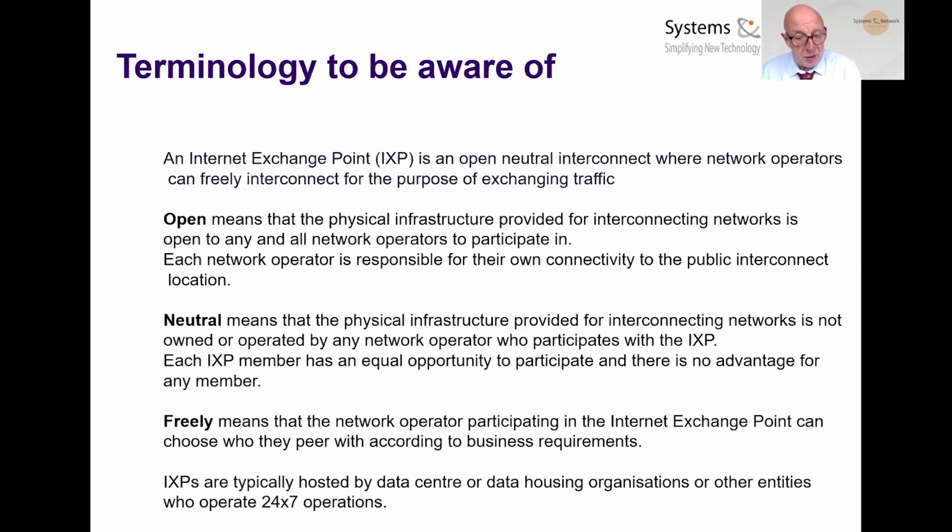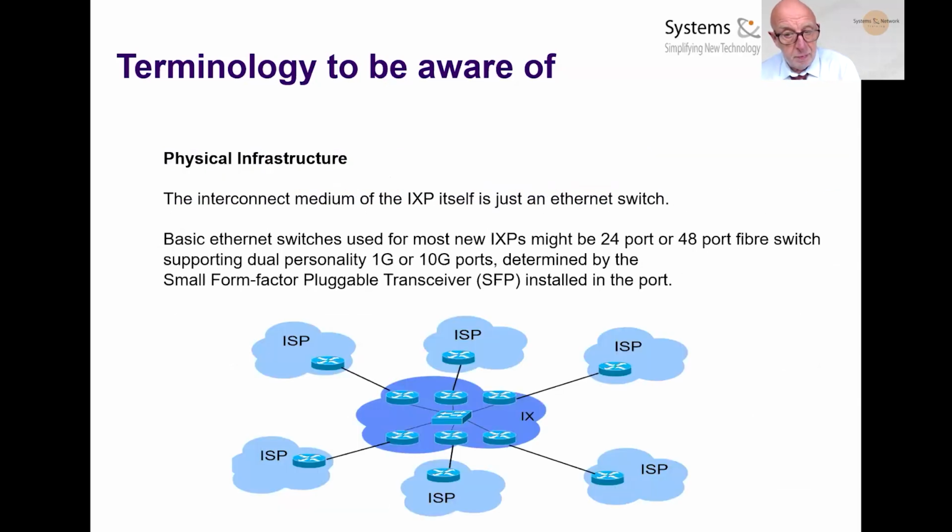IXPs themselves are typically hosted by data center or housing organizations, and it's a 24/7 operation. There's our physical infrastructure. It is a switch. So it's no coincidence I've got a switch here. The interconnect medium of the IXP itself is an Ethernet switch. These could be a good old-size switch. They support these dual personality ports, 1 gig, 10 gig, and that in itself is determined by the device itself, whatever can be plugged into it. So if it's a switch, one would say it's a layer 2 arrangement.